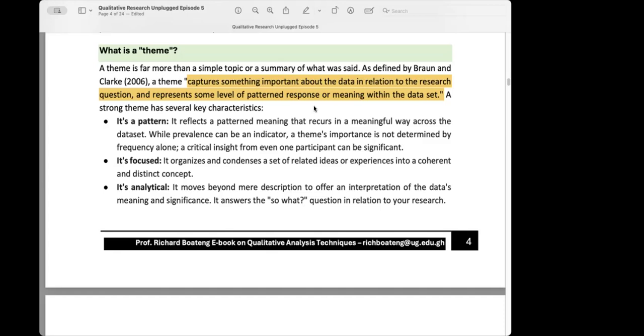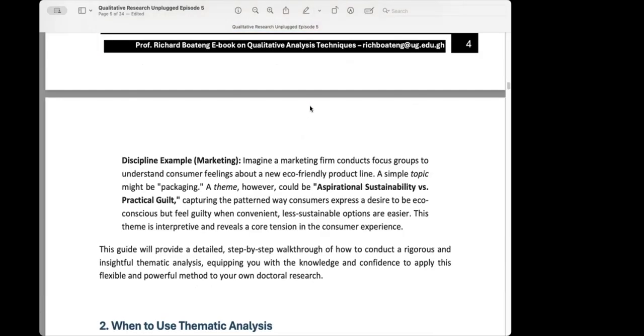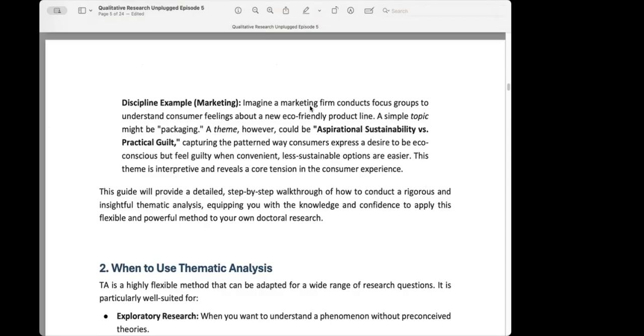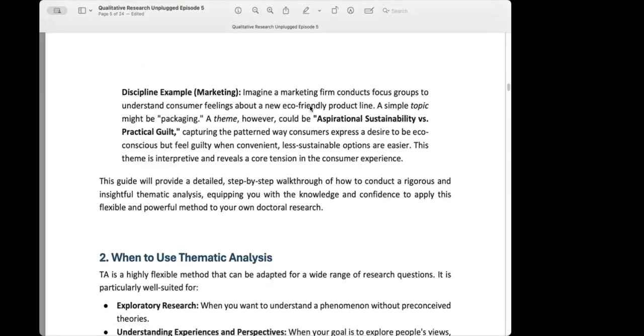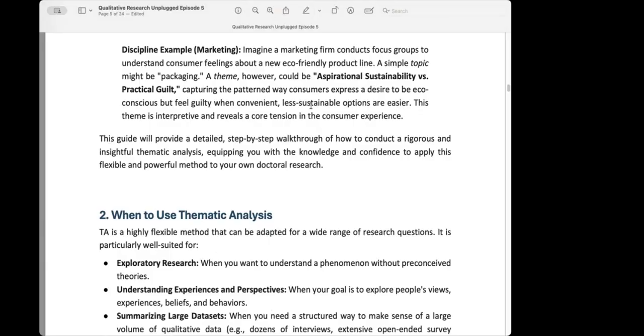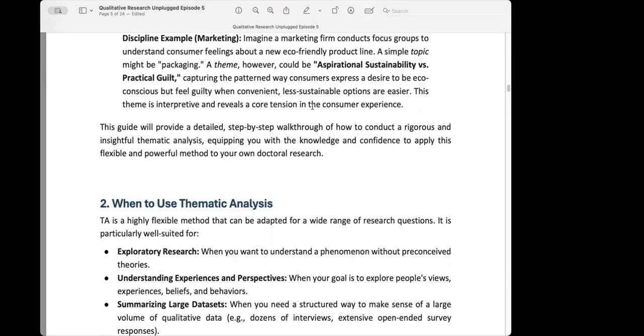It does. And third, and perhaps most importantly, as you alluded to earlier, a theme is analytical. This is where you absolutely must move beyond simple description. A strong theme offers an interpretation of the data's meaning and significance. It has to answer that crucial "so what" question in relation to your research. The so what test. I like that. It's critical. It's not just stating what was said. It's about delving into what it means, why it matters, and what the underlying implications are. This is the interpretive leap, the real value add of your research. You're building an argument based on the patterns you found.